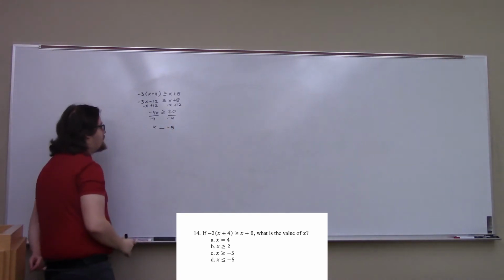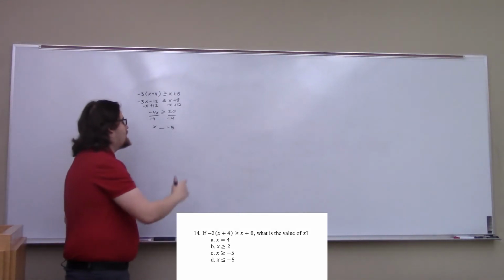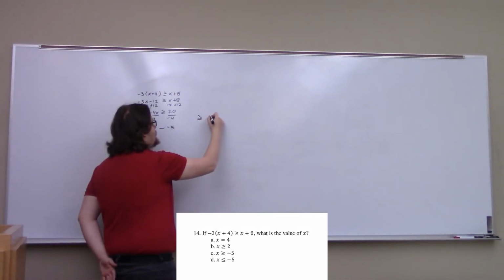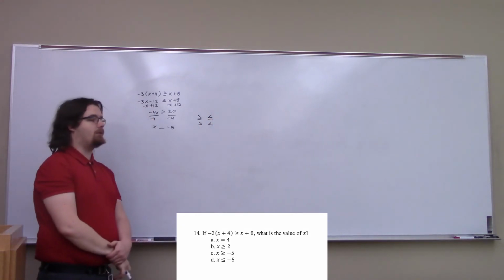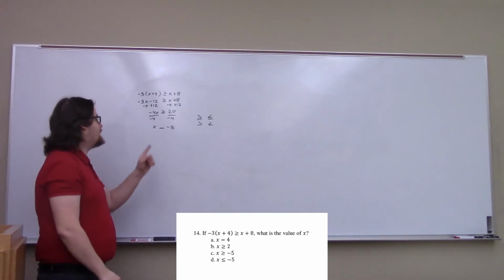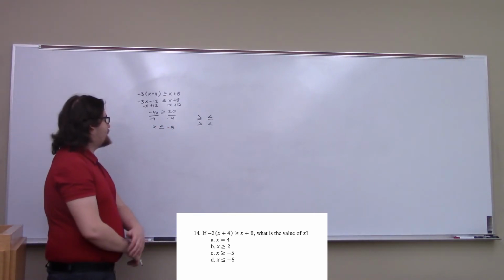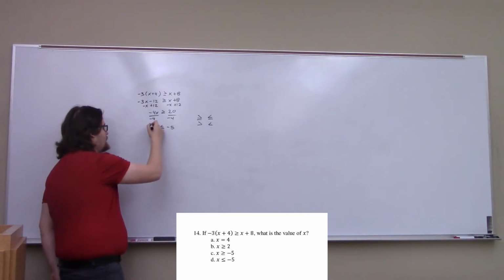Now it's important to note that when we divide or multiply an inequality, whether that be greater than, greater than or equal to, less than, or less than or equal to, any of these inequalities, when we divide or multiply by a negative number, the sign will flip. So we get x less than or equal to -5.